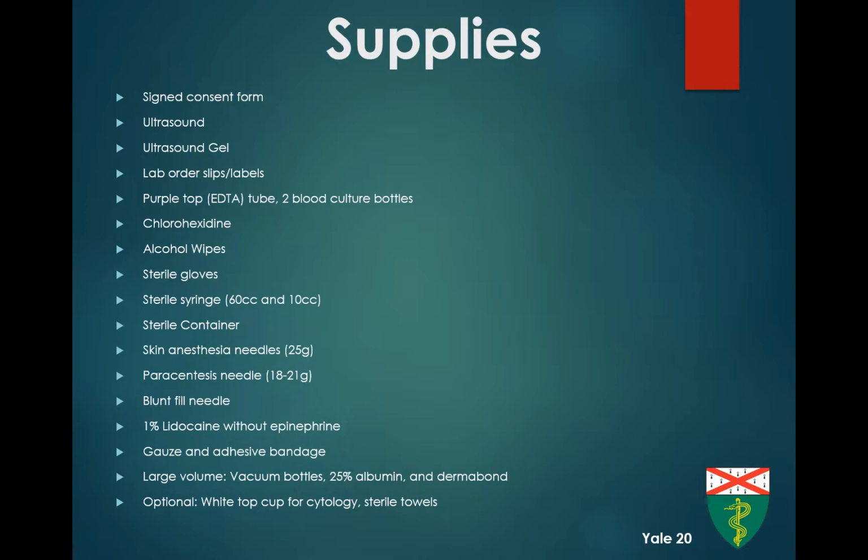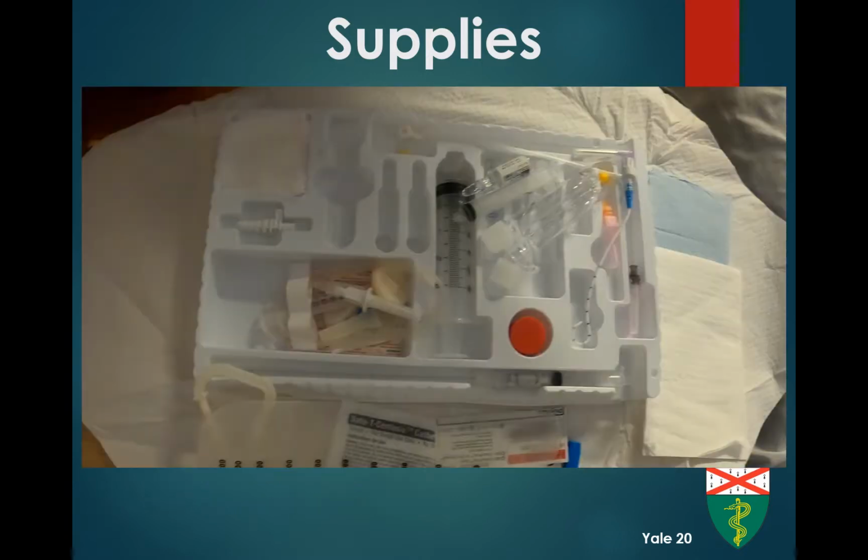Lastly, in certain circumstances, it may be helpful to have sterile towels as well as a white top cup for cytology. Some commercially available kits contain all the necessary supplies to perform a paracentesis, such as demonstrated here. It's helpful to note that the sterile tubes in these containers can be used for cell count, chemistry, culture, and gram stain. The Caldwell cannula found in some kits, such as the Quick Tap kit, can be used to help facilitate drainage of fluid in a large volume paracentesis.